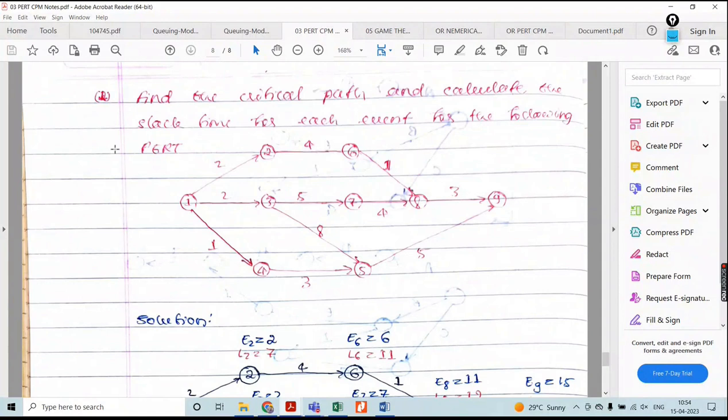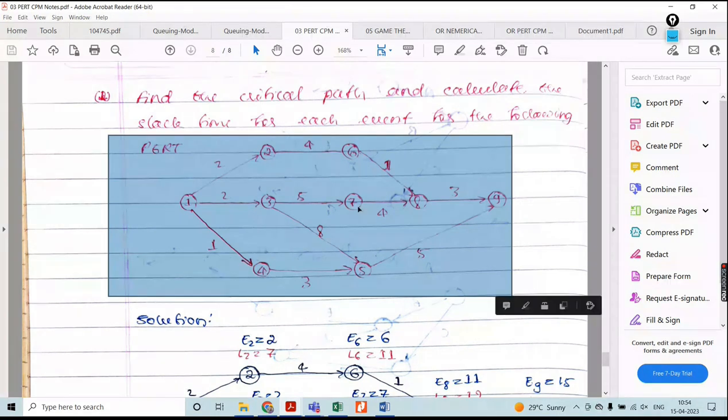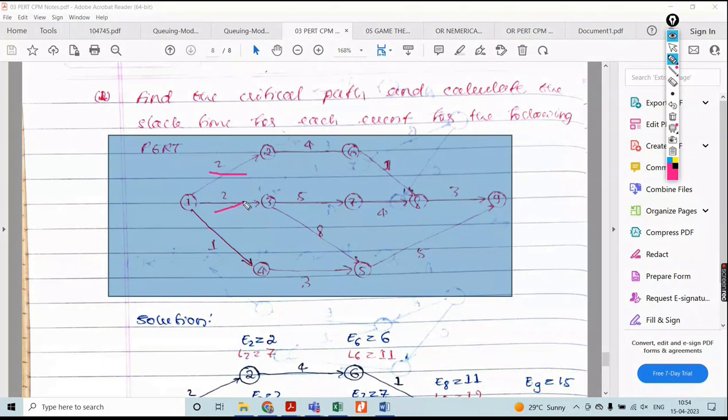Okay, then another one is to find the critical path and calculate the slack time for each event. They have provided the network. For this network, you are going to evaluate the earliest time and the latest time according to the activity times they provided. According to these activity times, you are going to evaluate each parameter. Once you have done this evaluation, you can proceed to construct the network. Then, according to that, you evaluate the critical path for completion of that particular project.